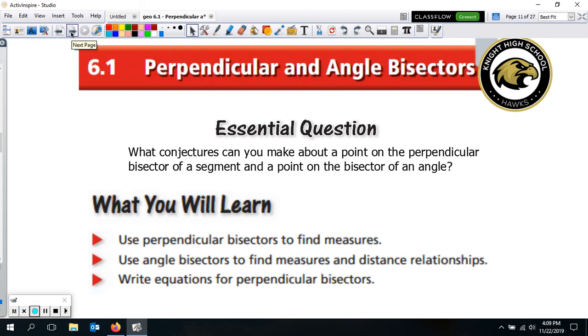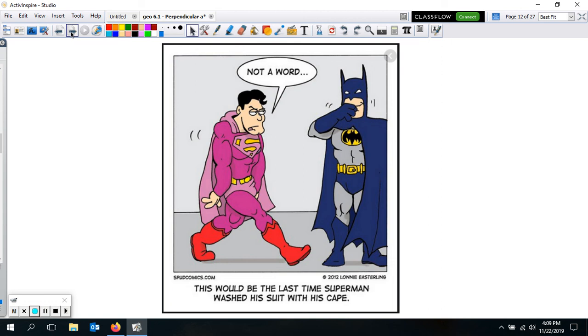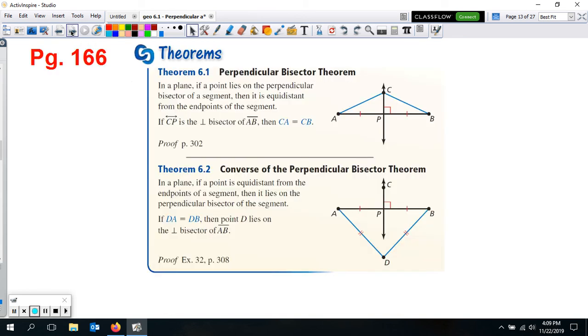First, let's do a little cartoon of the day. So here Superman had a little laundry mishap. This would be the last time Superman washed his suit with his cape. See, his cape is red and his suit is blue, so red and blue make purple.